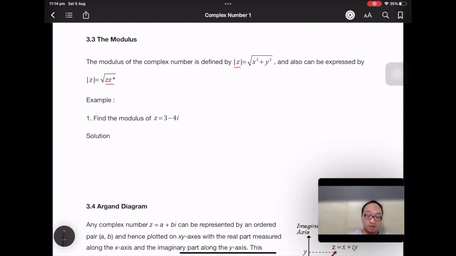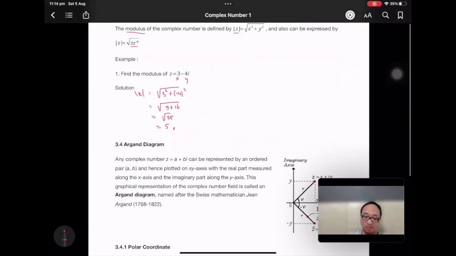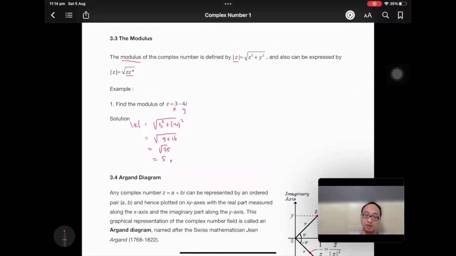For example, find the modulus of this. So this is x, this is y. So the modulus of z equals the square root of 3 squared plus negative 4 squared, equals the square root of 9 plus 16, equals the square root of 25, equals 5. So the modulus itself is the length of the complex number from the origin, the distance from the origin to the complex number coordinates.